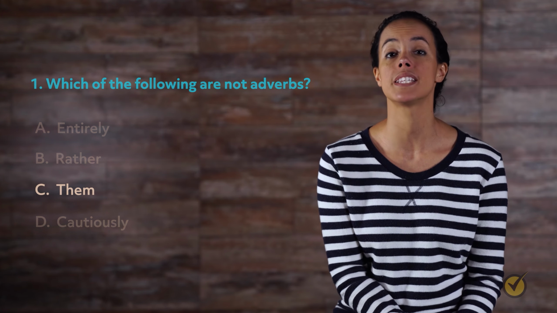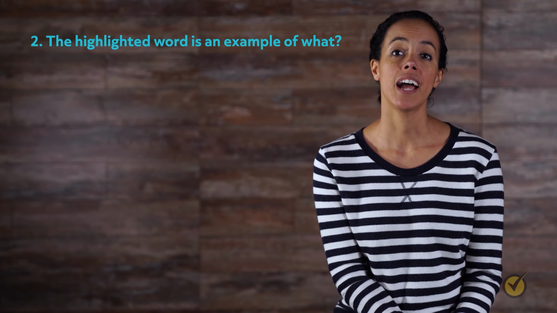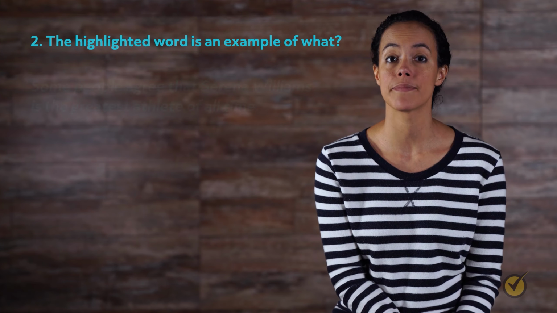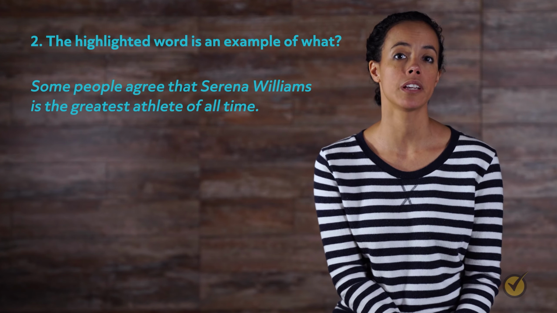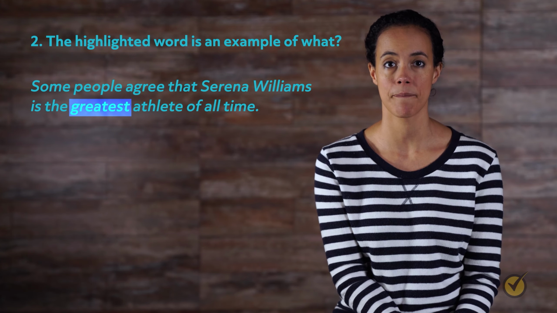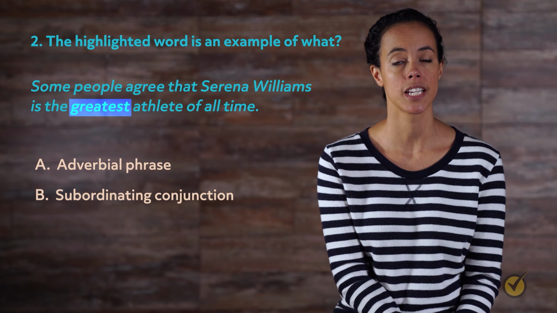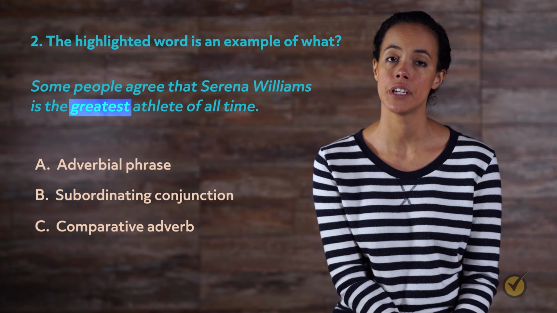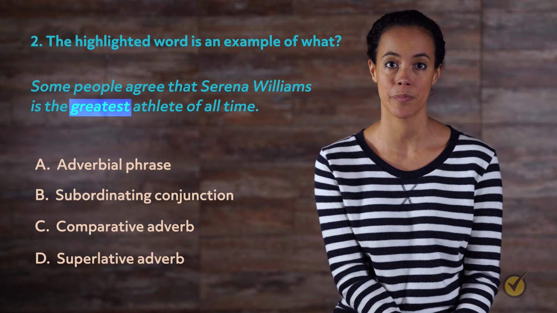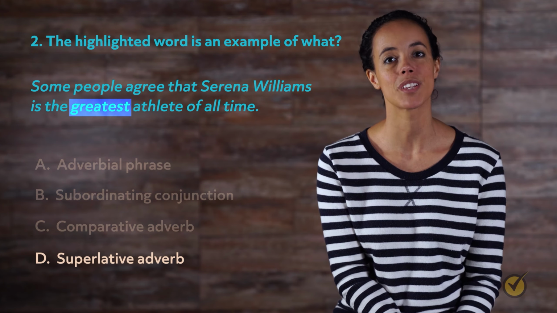The word them is a pronoun. Number 2, the highlighted word is an example of what? Some people agree that Serena Williams is the greatest athlete of all time. A, adverbial phrase, B, subordinating conjunction, C, comparative adverb, or D, superlative adverb. The answer is D, superlative.